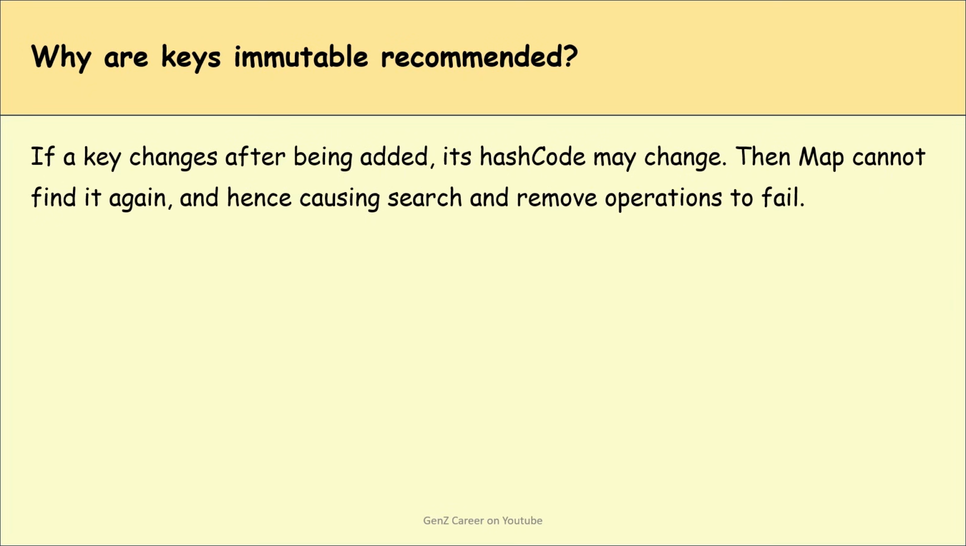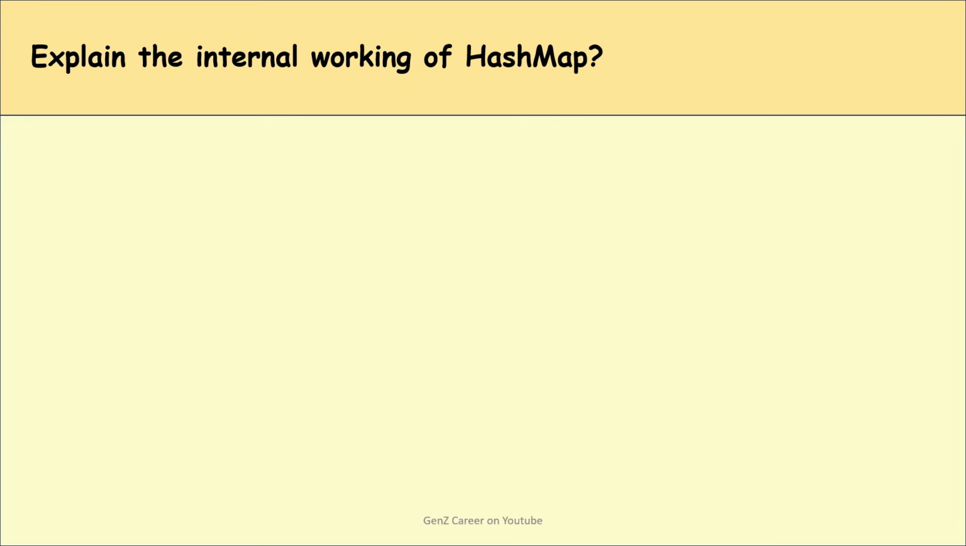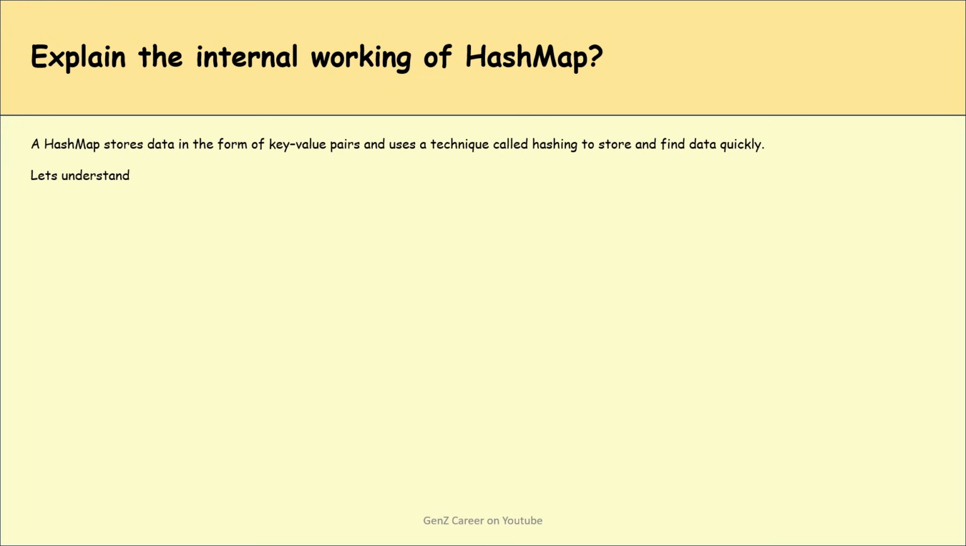Okay. And the next question is, explain the internal working of HashMap. So guys, this is a very important question. Listen carefully. A HashMap stores data in the form of key-value pairs, as we know, and uses a technique called hashing to store and find data quickly. Okay, let's understand step by step.